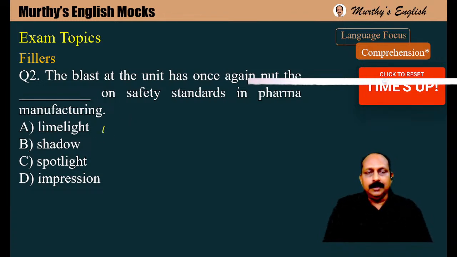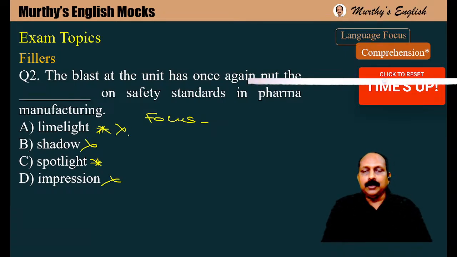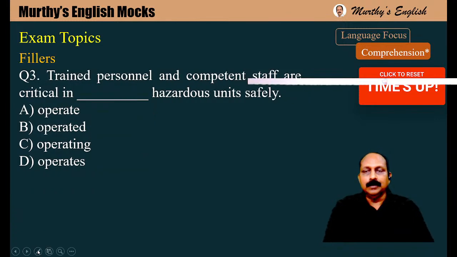You can consider this, shadow, no. Impression, no. You can consider this. In a way, they are synonyms. Now you may ask, so how to decide? Someone or something in the limelight, we talk about that thing or that person. But context talks about focus. Put the focus on someone or something again. Based on that, here we cannot use the word limelight, we have to use the word spotlight. C is the answer. Very good.